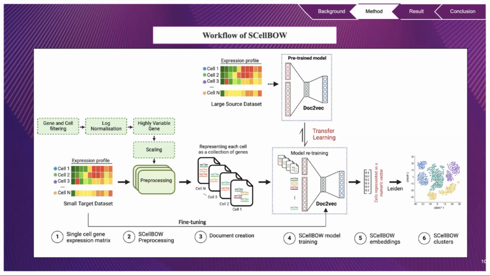So why do I need the highly variable genes? Most single cell studies, even a single sample, can give me up to 10,000 to 20,000.